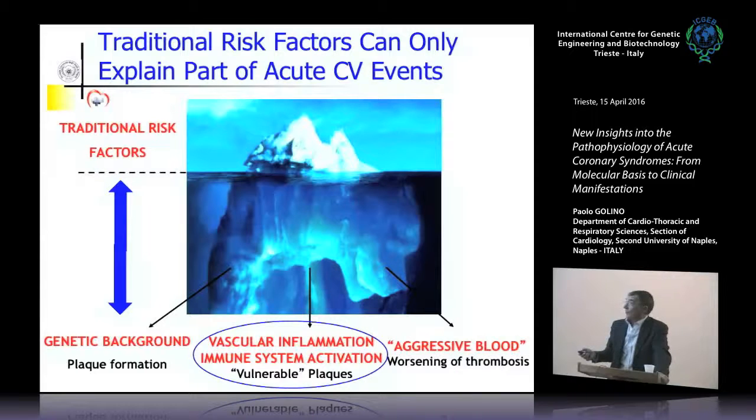But we believe that vascular inflammation, the activation of the immune system, as I will show you in a moment, and the presence of vulnerable plaques, a new term coined in Juan Badimon's laboratory when Giovanni was there working with them, probably play the most important role in determining the conversion of a chronic condition, that is the presence of a chronic coronary plaque, to an acute condition such as acute coronary syndromes. And of course, there is also the importance of a so-called aggressive blood. We now know that there are some conditions that set the stage for a hypercoagulable blood, which is also a very bad thing under these circumstances.